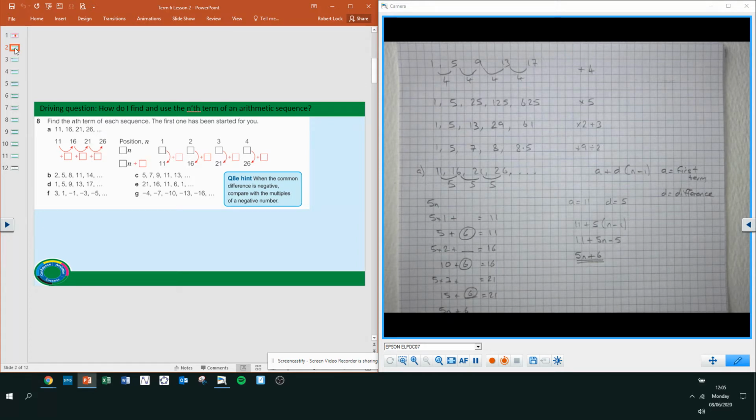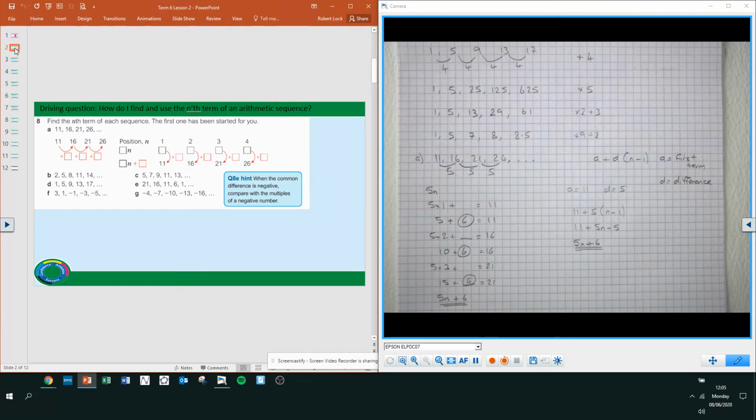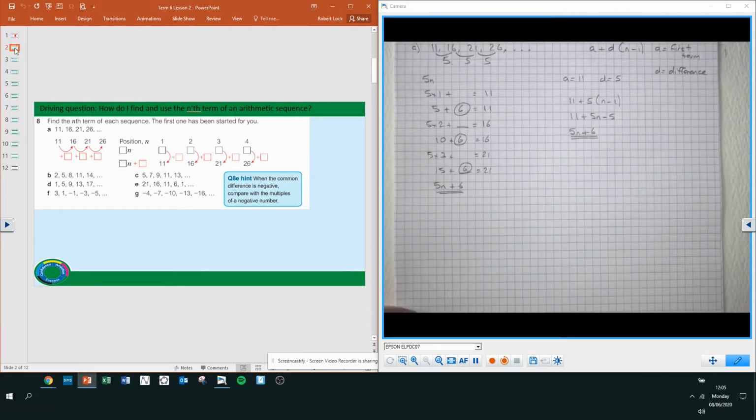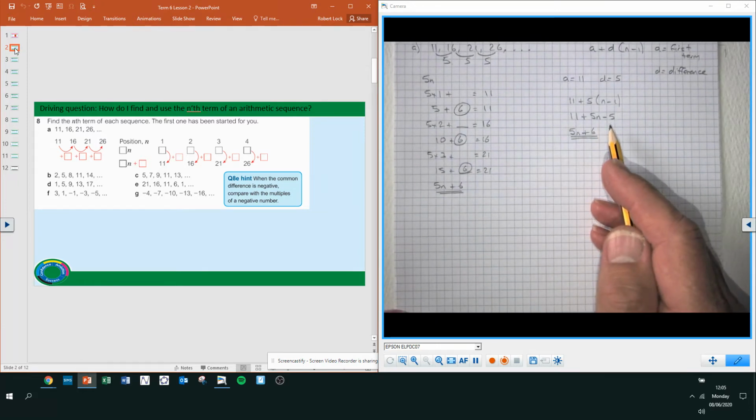Another way of looking at it is this. You have found the difference each time is 5. Place that in front of the letter n and then find the term before the first term. The term before the first term, so 11 take away 5 is 6. So the answer will be 5n plus 6. So I'm going to keep on using the formula.